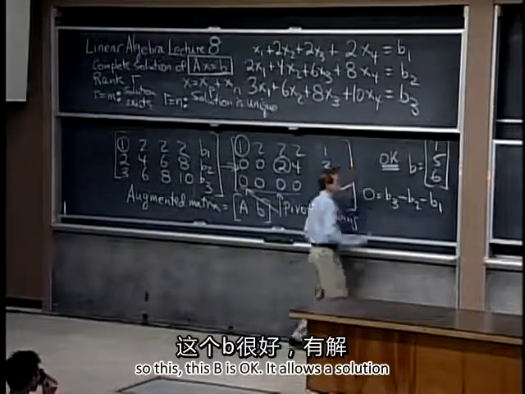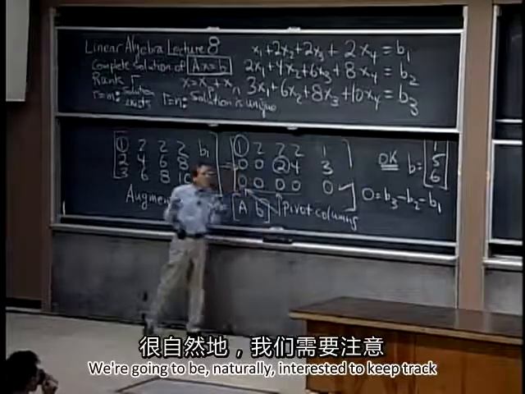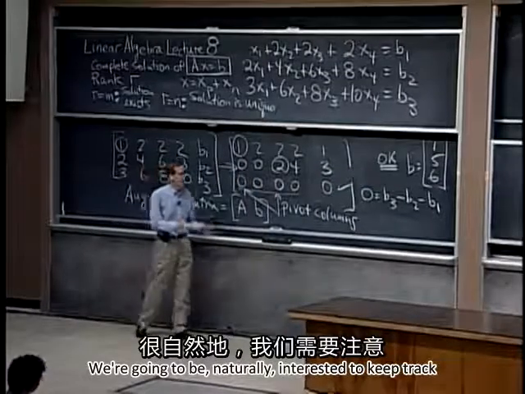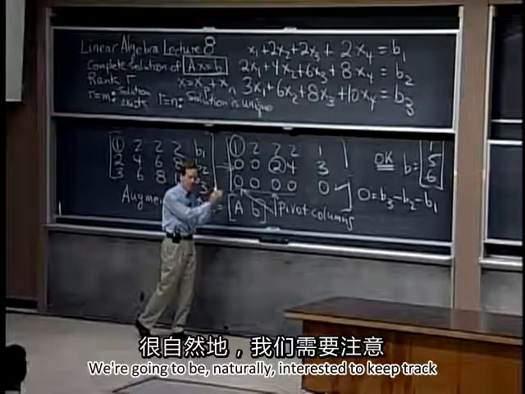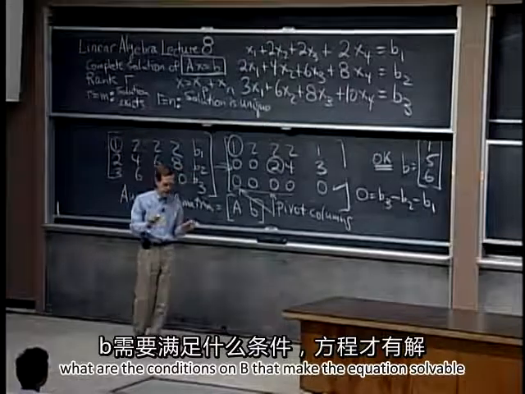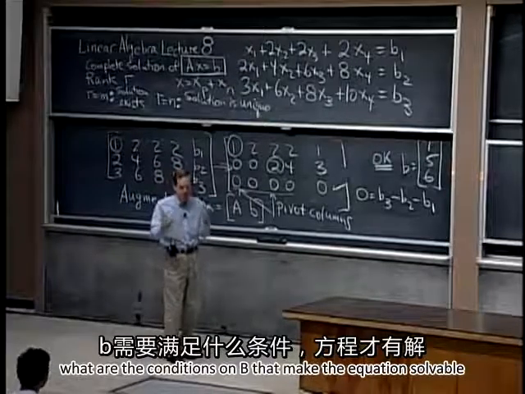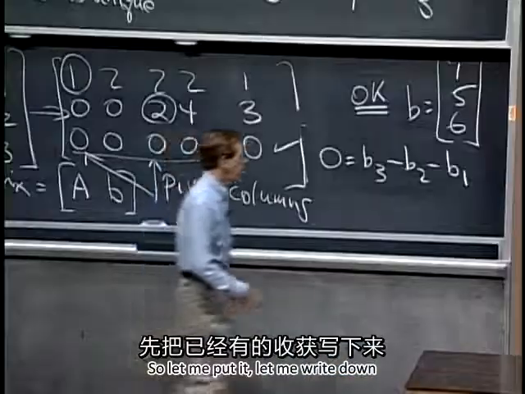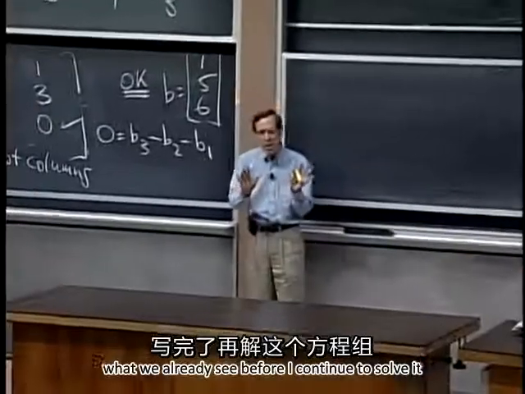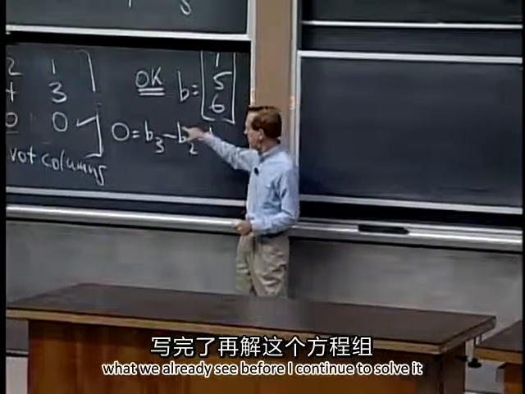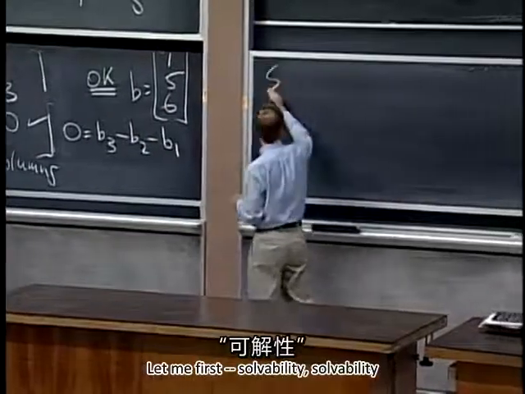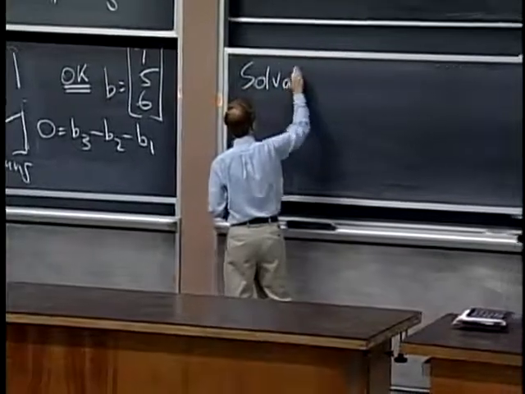It allows a solution. We're going to be naturally interested to keep track. What are the conditions on b that make the equation solvable? So let me write down what we already see before I continue to solve it. Let me first write solvability. Solvability.